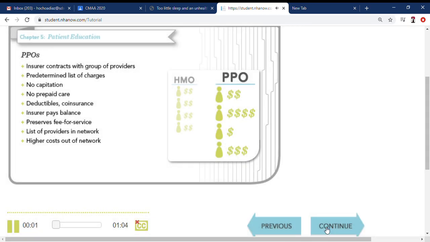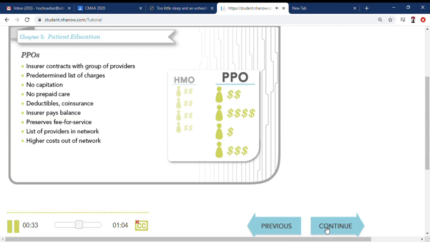Under the PPO model, an insurer representing clients, whether an individual or a business, contracts with a group of providers who agree on a predetermined list of charges for all services. These include both normal and complex procedures. Unlike HMOs, PPOs have no capitation or prepaid care. These plans usually have deductibles and/or co-insurance payments of 20 to 25%. The insurer then pays the balance.